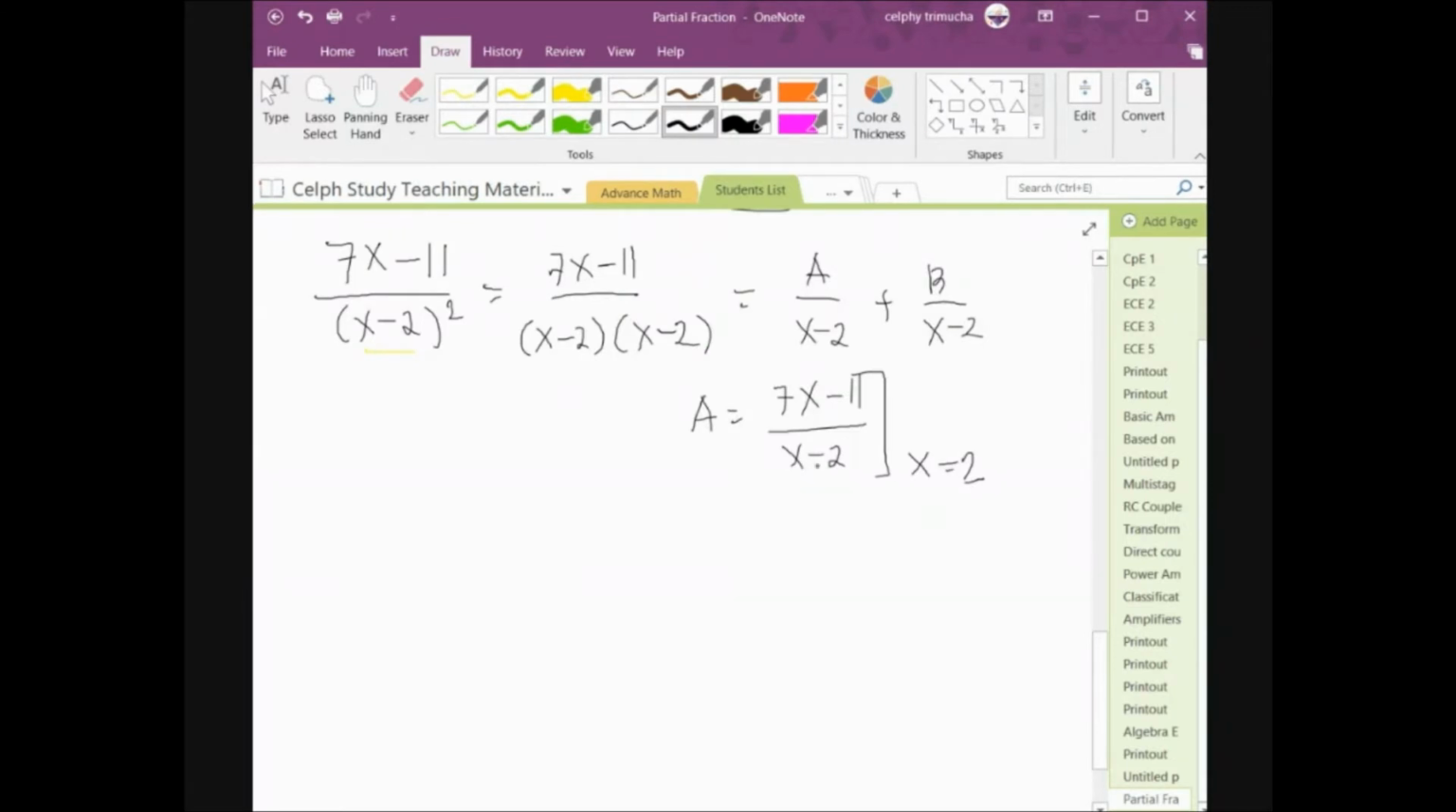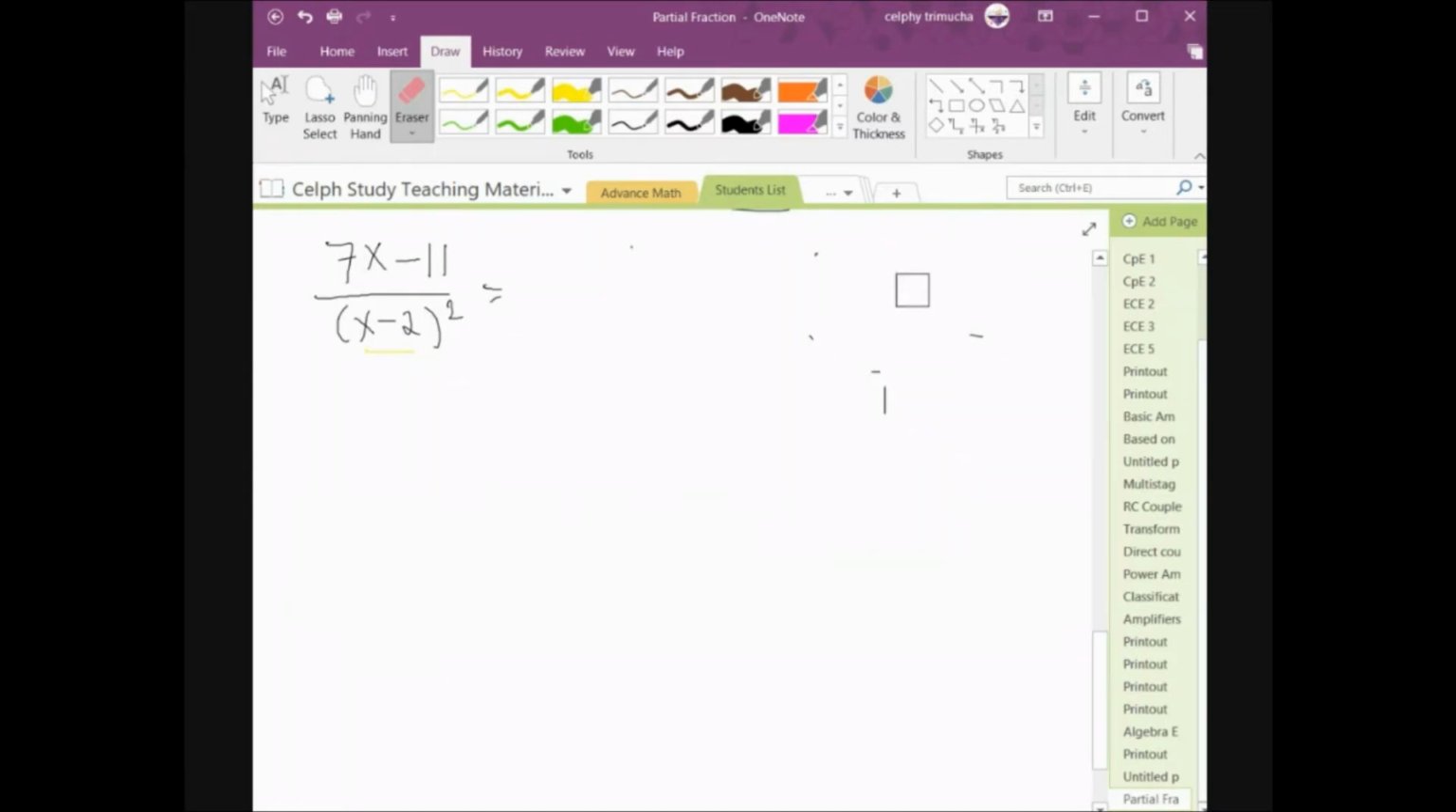So we cannot use the same cover-up concept we used earlier. Take note, for repeated linear factors, the approach is different. For the repeated linear, there are just a few changes to make. For our process, we still do the same as before, but with an additional step. First, we copy the linear form, so we have x minus 2, plus.